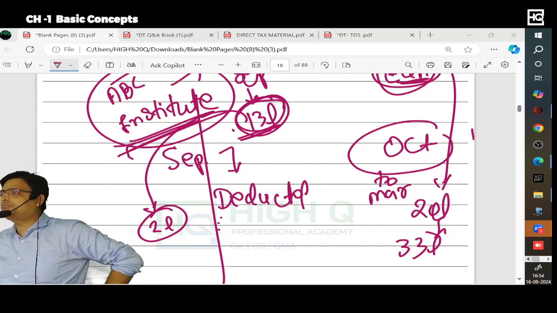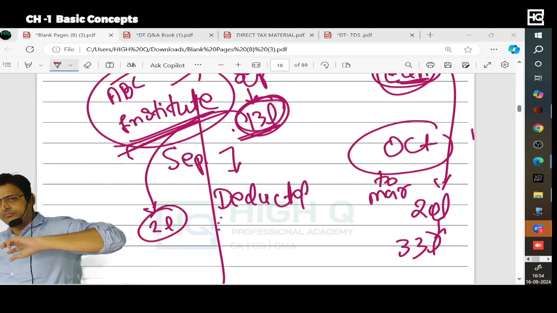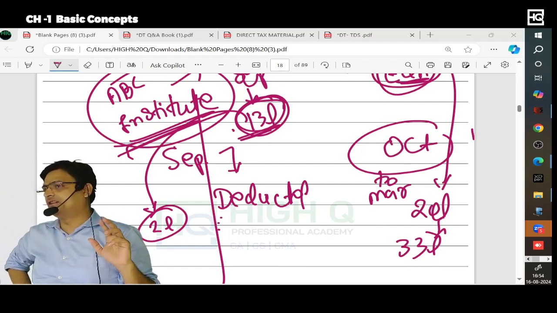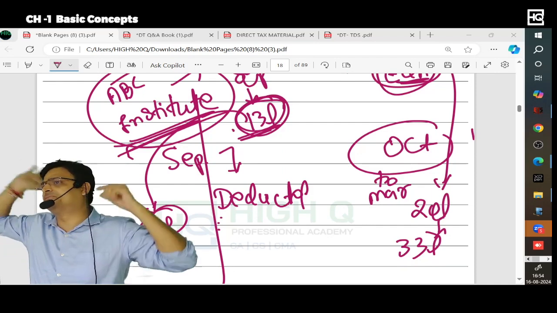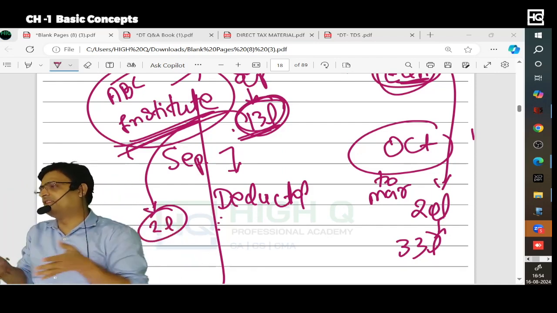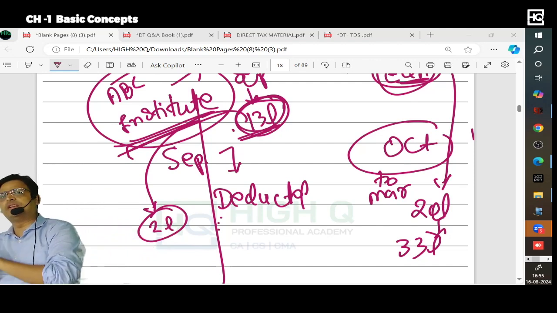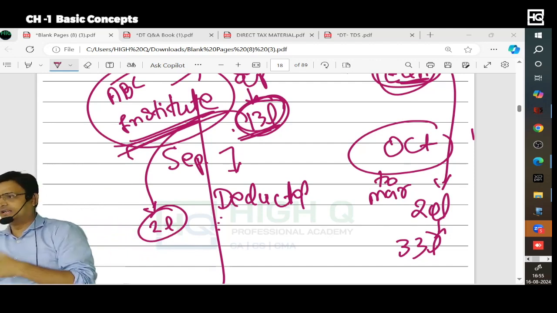Now, tell me if some more TDS is deducted in the period or deficit TDS has been deducted, can it be considered in the subsequent period? Answer is, if any excess or deficit is there, then it can be considered in the subsequent period for the purpose of deducting. It can be adjusted.